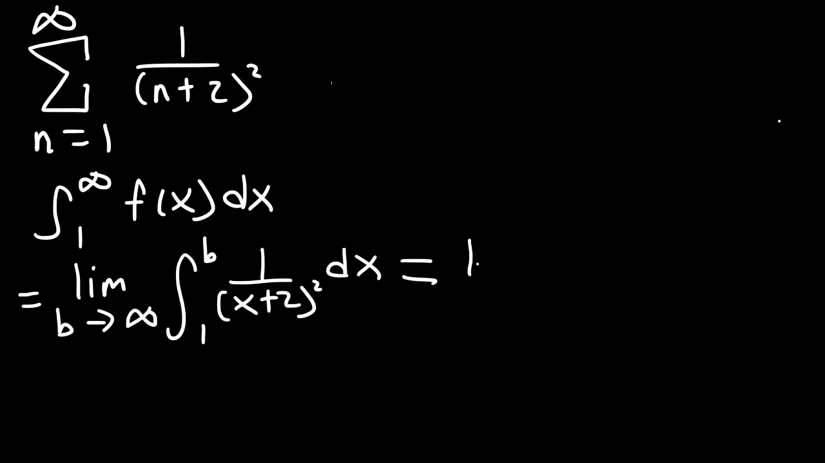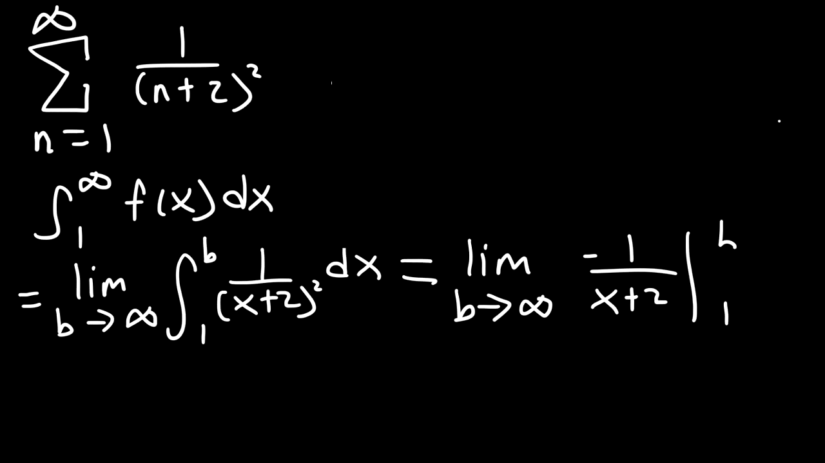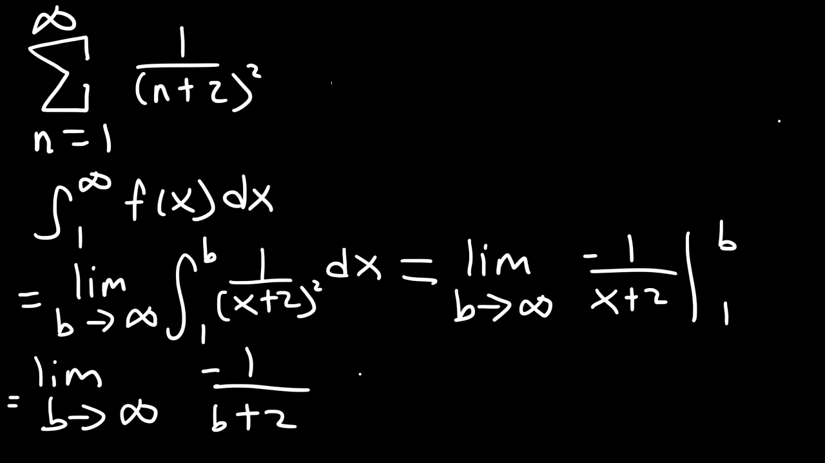So this is going to be equal to the limit as b approaches infinity, and then this integral is going to be -1 over x plus 2 evaluated from 1 to b. So we're going to have the limit as b approaches infinity, and then we're going to plug in b into this expression. So it's going to be -1 over b plus 2, and then minus, now we need to plug in 1, so it's going to be -1 over 1 plus 2, which is 3.